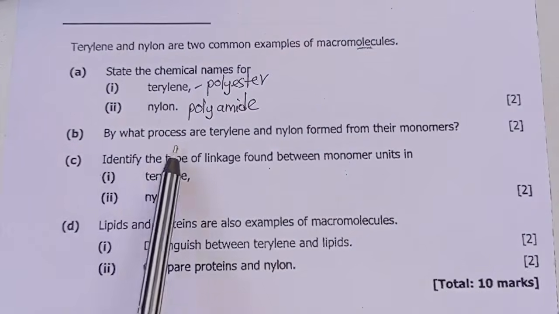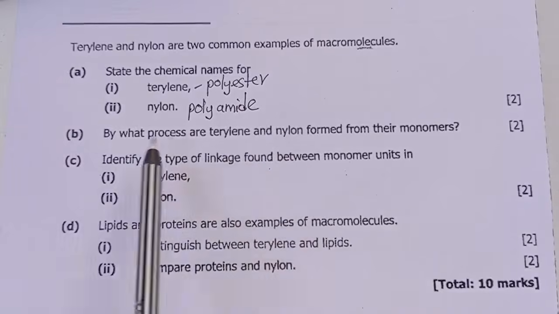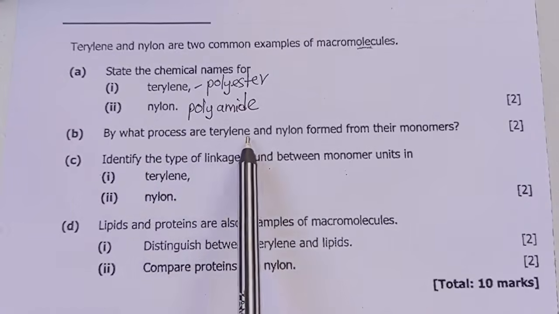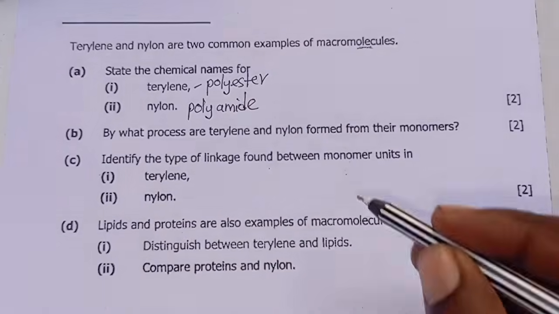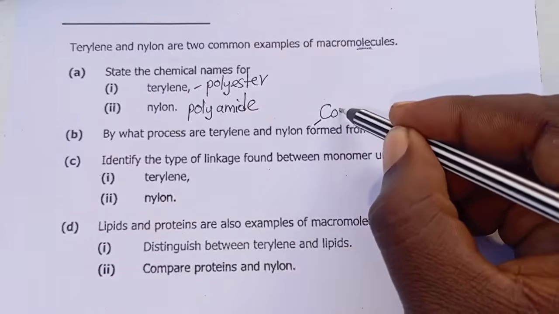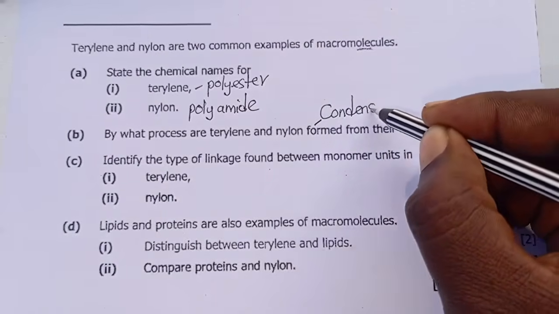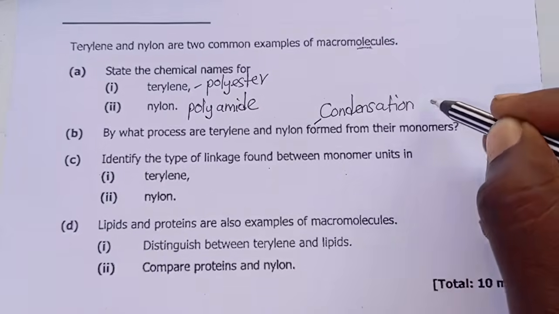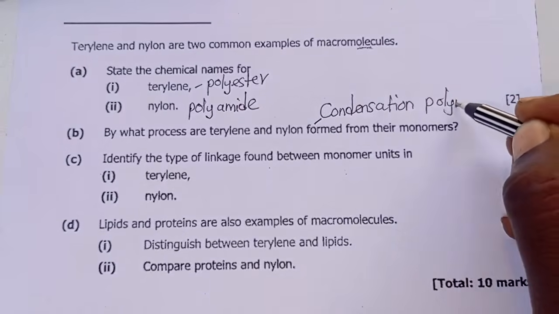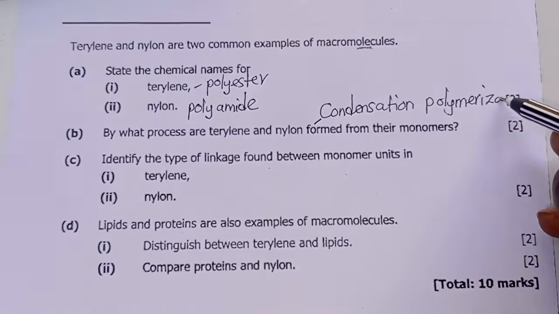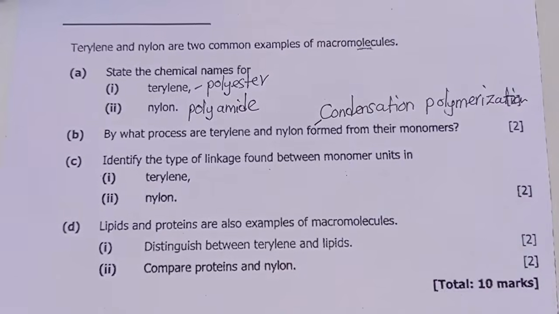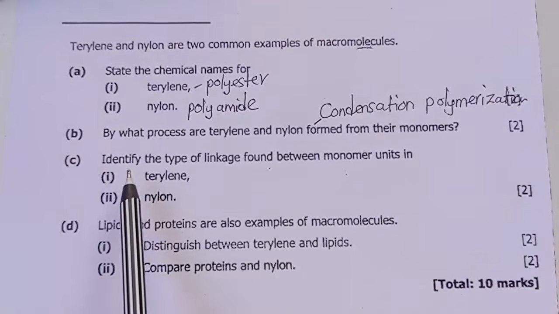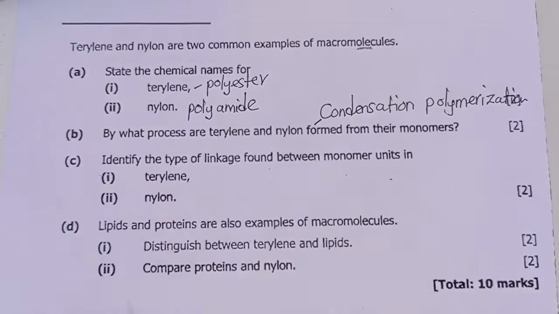Then we now go to this question that is here. They're telling us, by what process are terylene and nylon formed from their monomers? So you need to understand that these get to be formed by a process that we call condensation polymerization. This is a process. So it is formed from which process? Condensation polymerization.